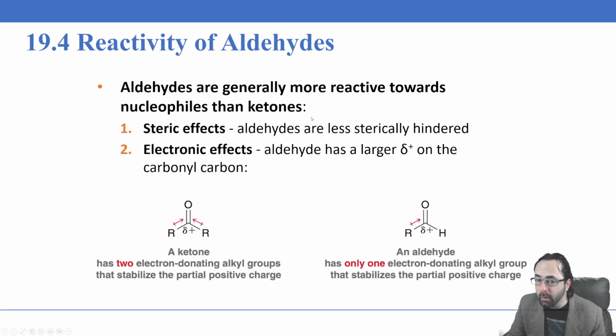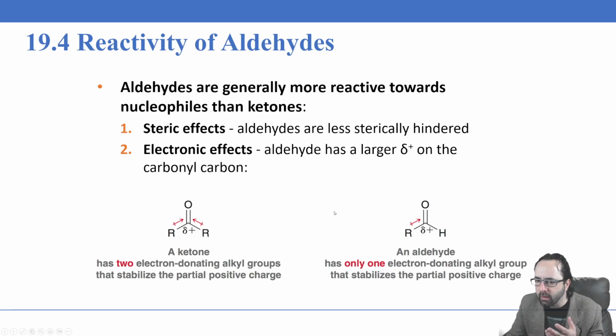Aldehydes are usually more reactive toward nucleophiles than ketones, and it makes a lot of sense why, right? You can think of the steric effects. If you have a hydrogen on the aldehyde, that frees up a whole avenue of attack here on the right side of the way this structure is drawn, where the hydrogen doesn't really get in the way. So you have a lot more access to this positive carbon on an aldehyde. That really speeds up the aldehyde's reaction with nucleophiles.